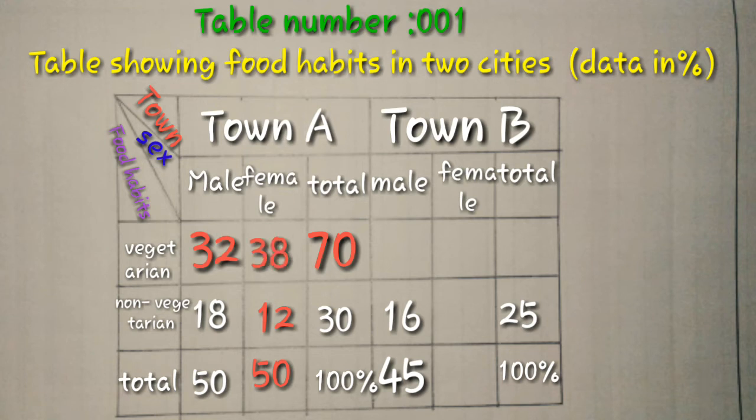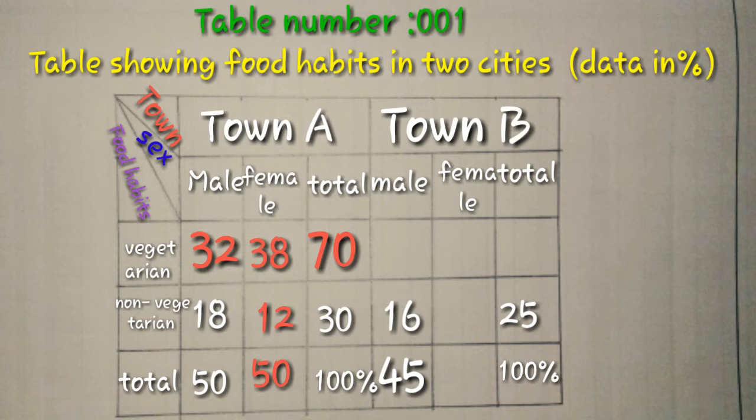After we calculate all these totals, the row totals and column totals will be 70%, 30%, and the male total is 50 and the female total is 50. So as we see, the grand total was 100%. By completing this, we complete town A. Now let's go to town B.